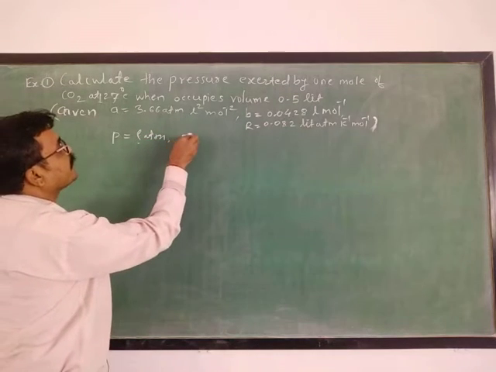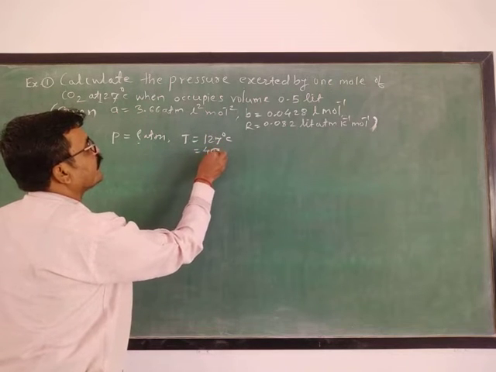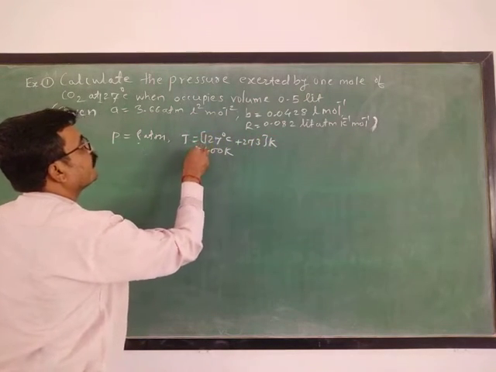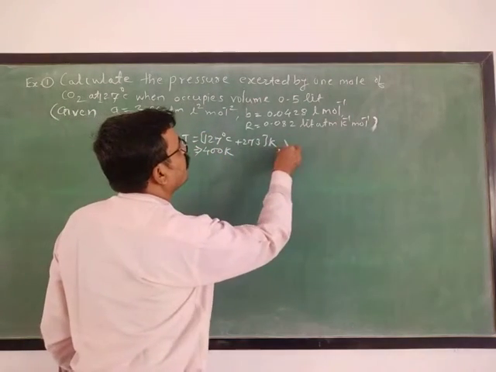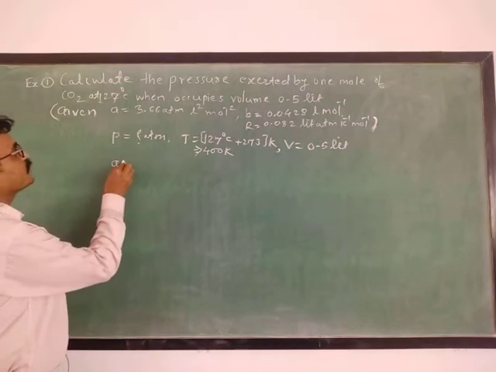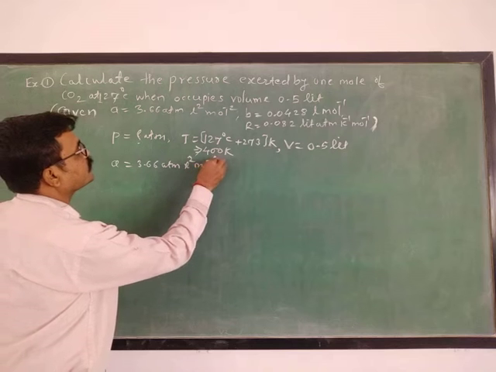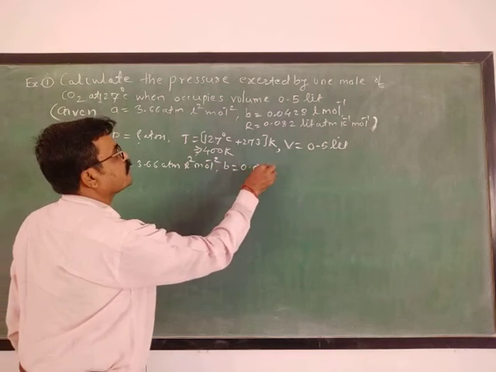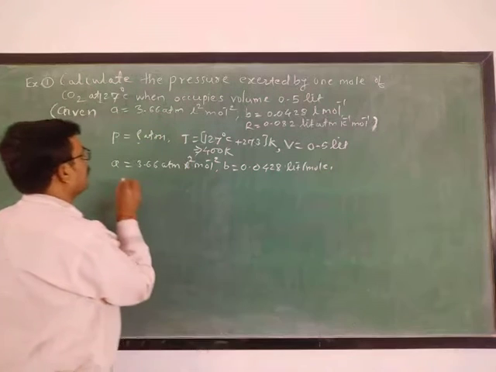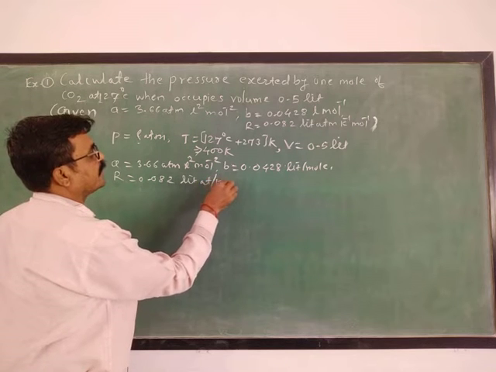Given data: temperature is 127 degrees Celsius, which means 127 plus 273, so 400 Kelvin, and it occupies a volume V equals 0.5 liter, and given A equals 3.66 atm liter square mole raised to minus 2 and B equals 0.0428 liter per mole, and R is also given as 0.082 liter atmosphere per Kelvin per mole.